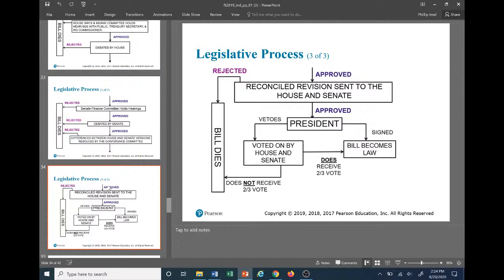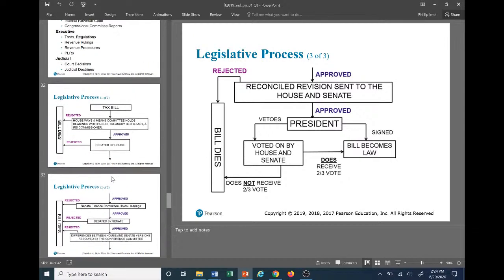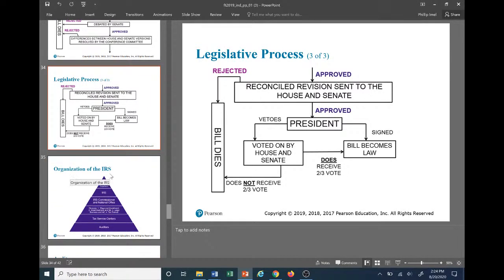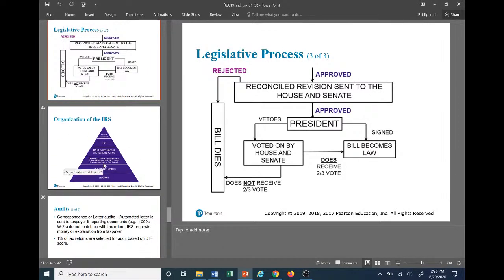So that's pretty much the legislative process. You might be familiar with this from some governmental courses you've had. It's pretty much the same way most laws are passed. It's a little bit different, but it's pretty much the same routine here.